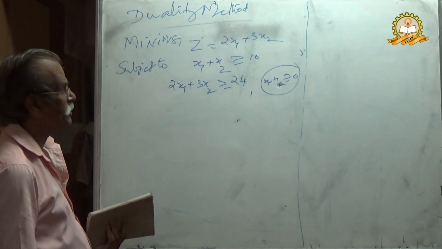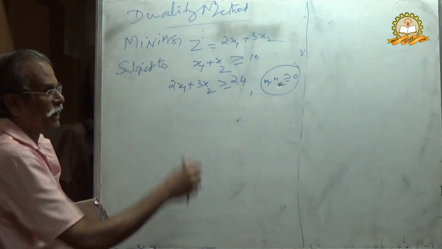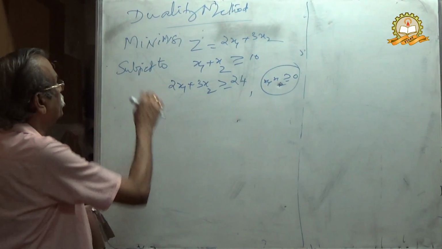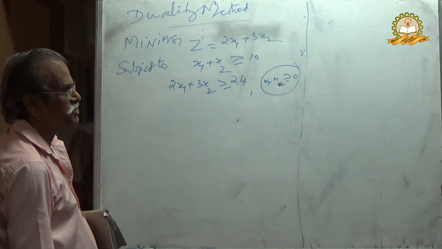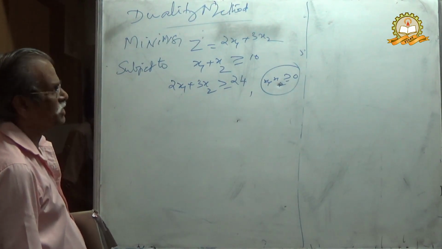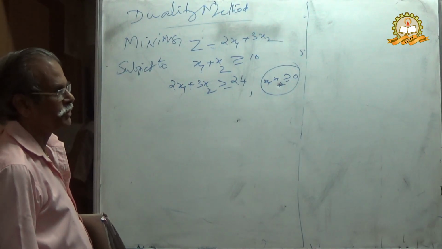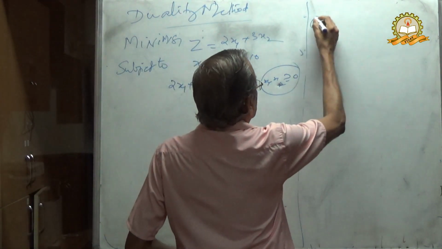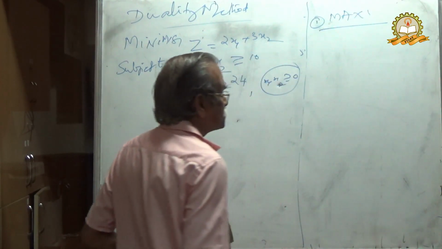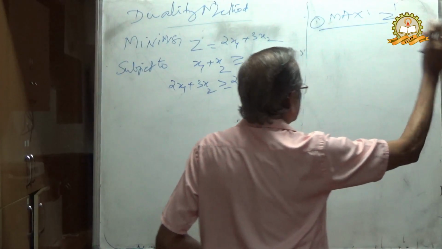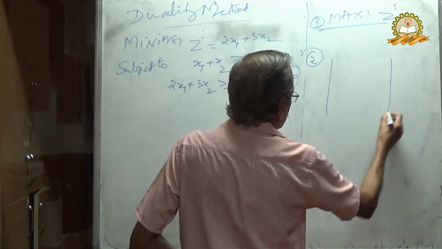Find the duality. First step, the given question is the primal. The given question is minimization. Therefore, its dual will be maximization. Minimum changes into maximization.